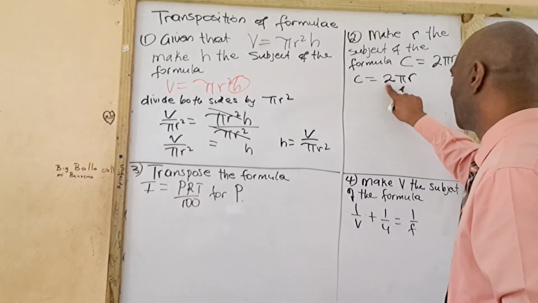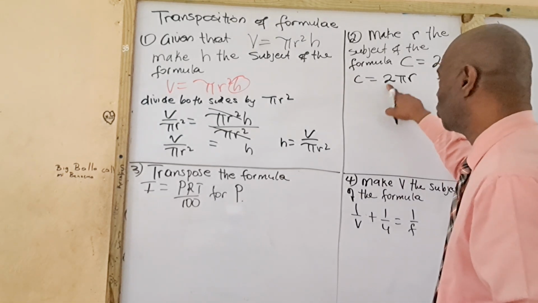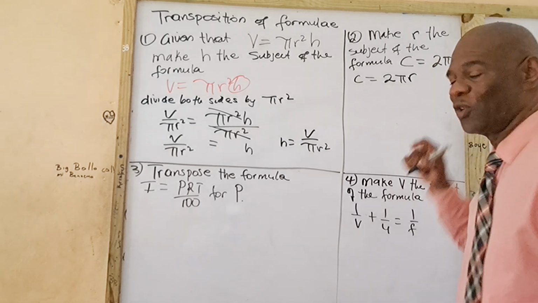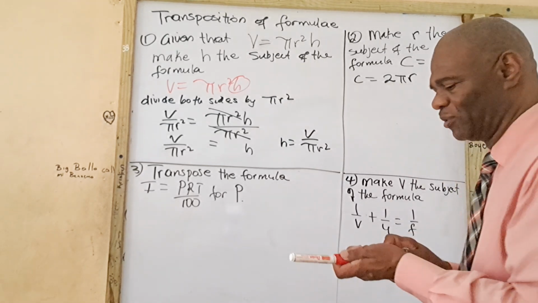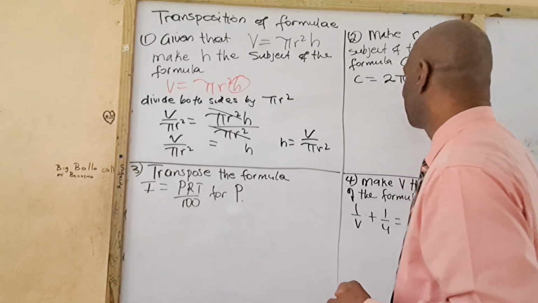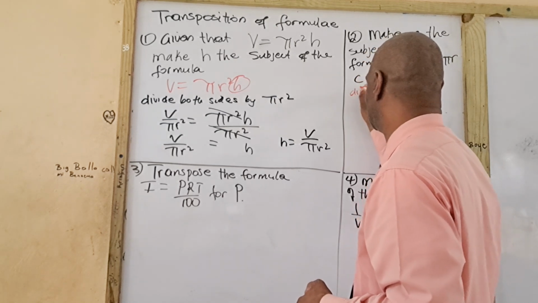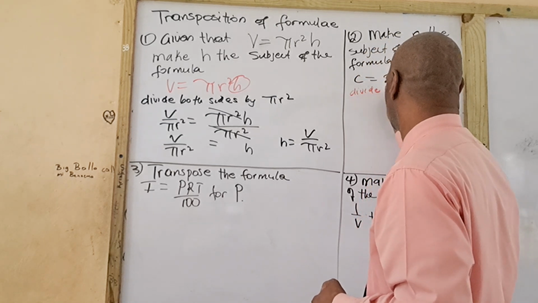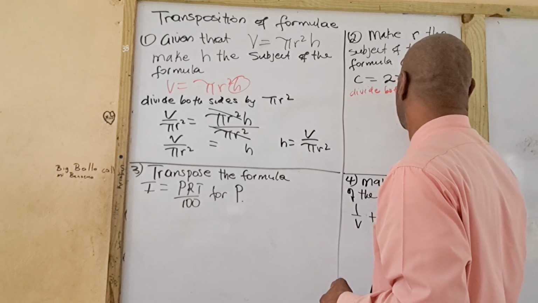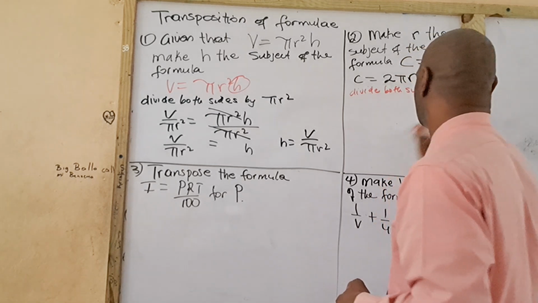So it means we need to get rid of 2 pi. Alright, so to undo this, it says 2 times pi times r. We are going to do what? We are going to, very good, divide both sides of this equation, or the formula, by 2 pi. So let me write that. So divide both sides by 2 pi, right?